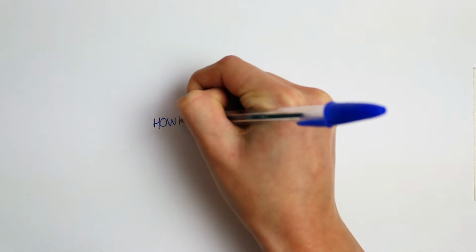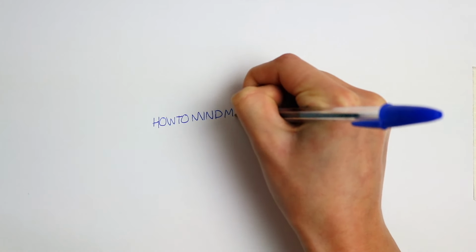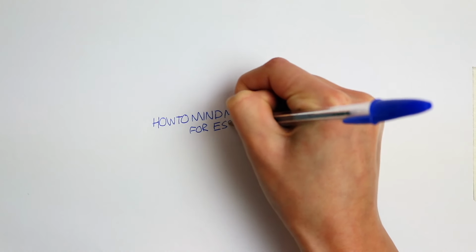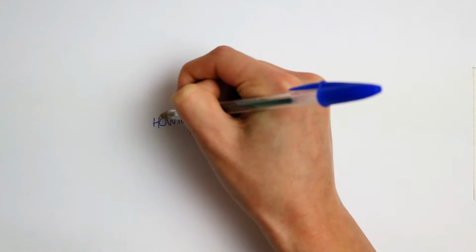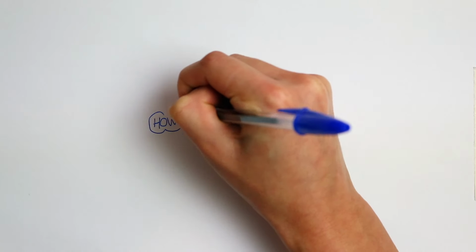So the very first thing I will always do when I'm mind mapping for an essay is write my essay question bang smack in the middle of my piece of paper, just so that you can always remember: is this relevant to what I'm doing? How useful is this? Can I actually link it back to what I actually need to talk about?